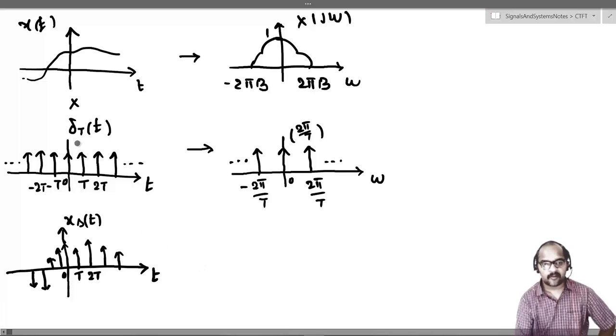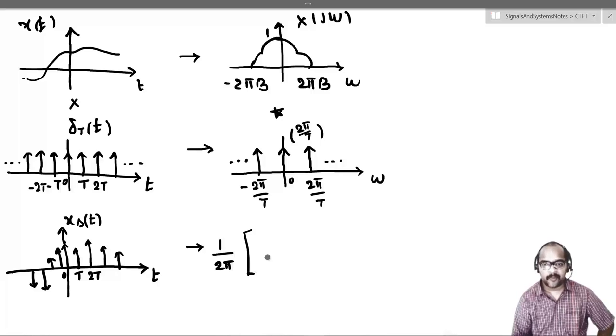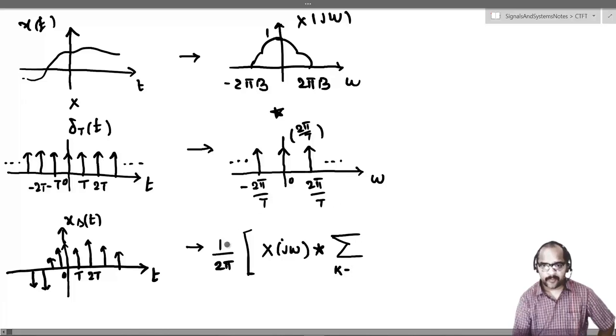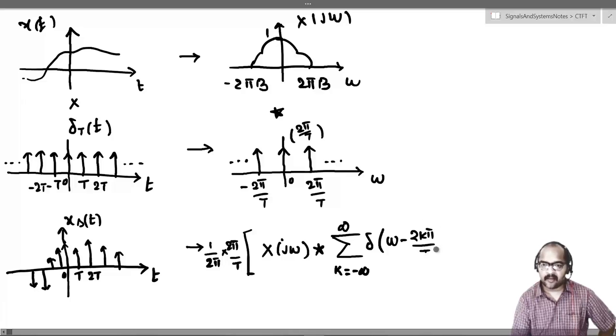So this is the product of the signals in which domain? Time domain. So what should happen in the frequency domain here? These two functions should be convolved, correct? And the overall convolution should be multiplied with 1 by 2 pi. So let us keep it like that, 1 by 2 pi. What will happen? X of j omega convolved with this periodic impulse train. I'll write it down nicely. This is 1 by 2 pi multiplied with 2 pi by T, and the periodic impulse train, summation k equal to minus infinity to infinity, delta of omega minus 2k pi divided by T. So that would be the convolution of these two signals.